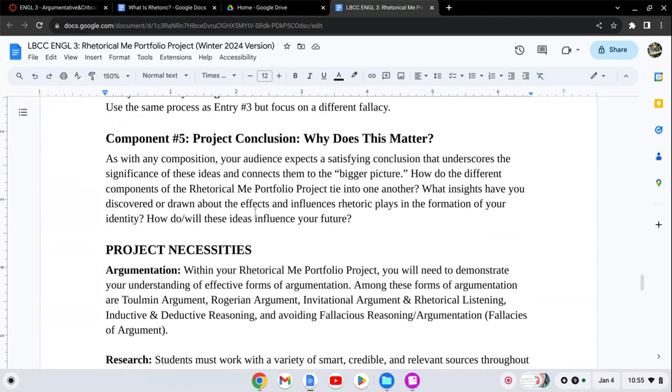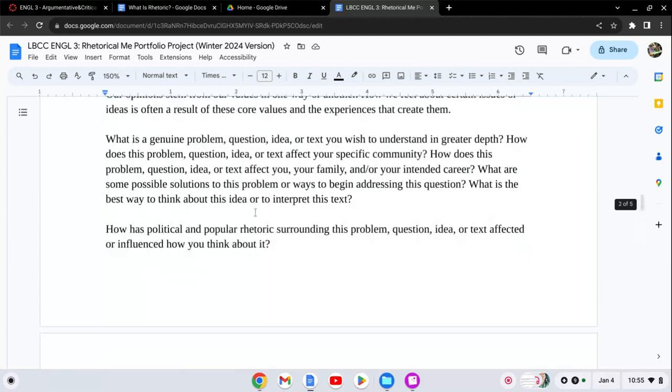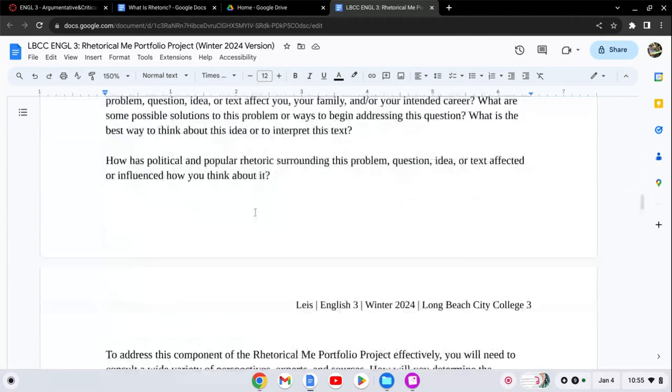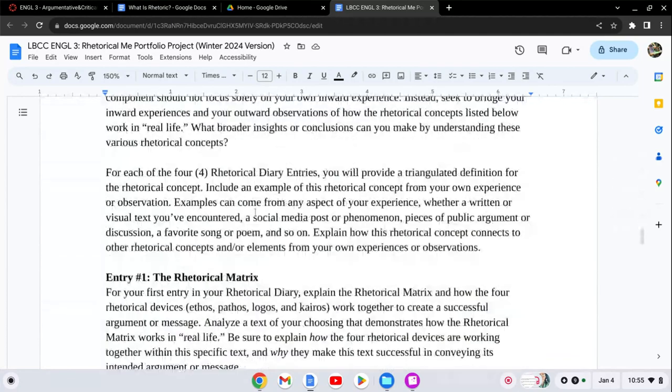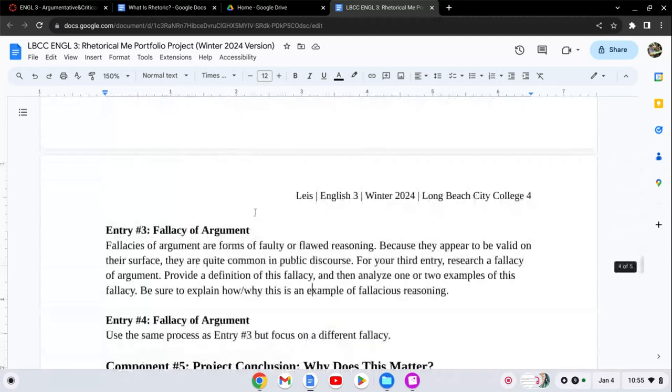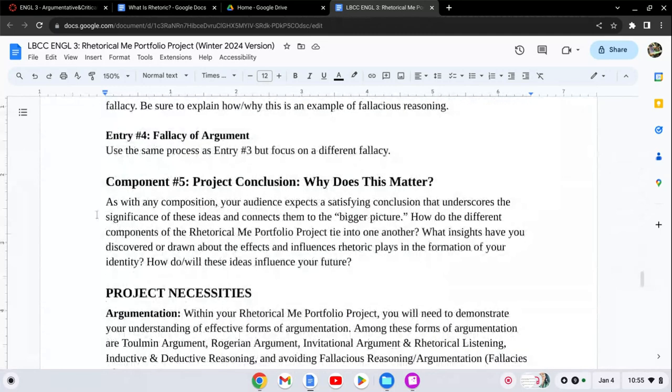Why does this matter? So for component 5, you're going to sum up, basically explain what all of these different components of the project mean, how they all connect together, and why these ideas matter. So let me go ahead and read this here.